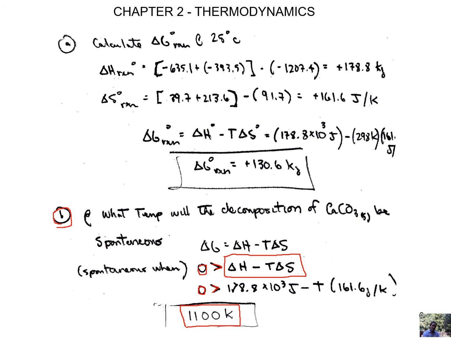So that is how we use delta G. We can use it to predict whether a reaction will occur, will it be spontaneous, and at what conditions can we make a reaction spontaneous.